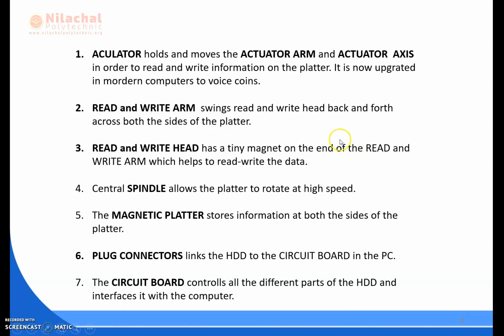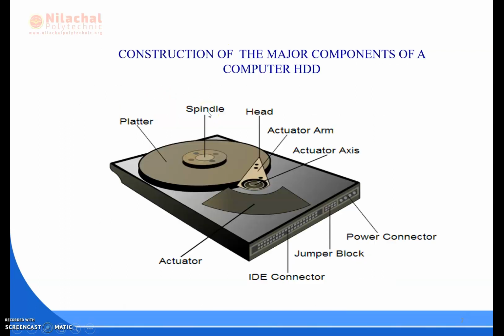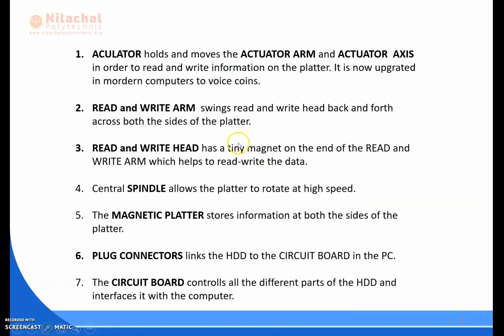Basically, this actuator arm and actuator axis hold the read and write arm, that is the tip of the actuator arm. Here the head is the read and write head, which is held by the read and write arm. The read and write arm swings the head back and forth across both sides of the platter. The read and write head has a tiny magnet at the end of the arm, which helps to read and write the data. The central spindle allows the platter to rotate at high speed.